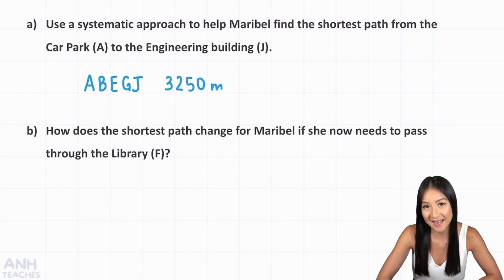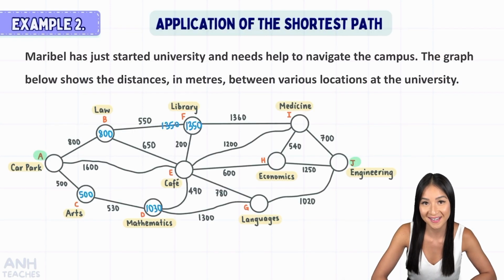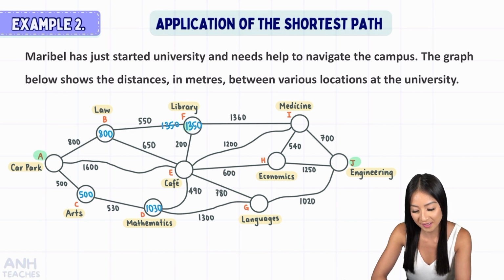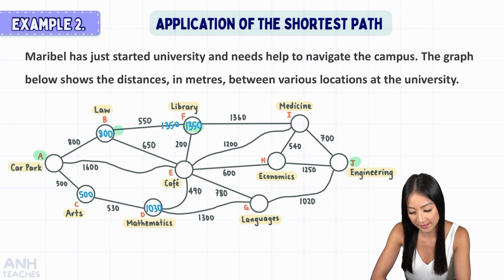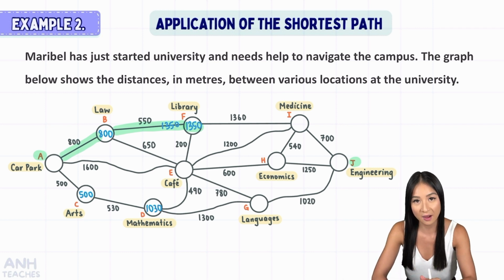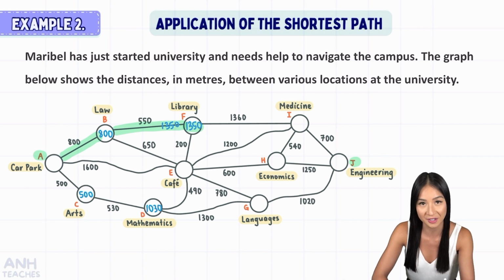3,250 meters. Now let's move on to part B, which asks us, how does the shortest path change for Maribel if she now needs to pass through the library, F? Okay, so with the graph back on the screen here, you can see that I've erased almost everything except for the shortest distance that it takes to get to the library. Now that 1,350 uses this 550 and this 800 here. And now I'm going to proceed with my shortest path algorithm from the 1,350 to get to J.